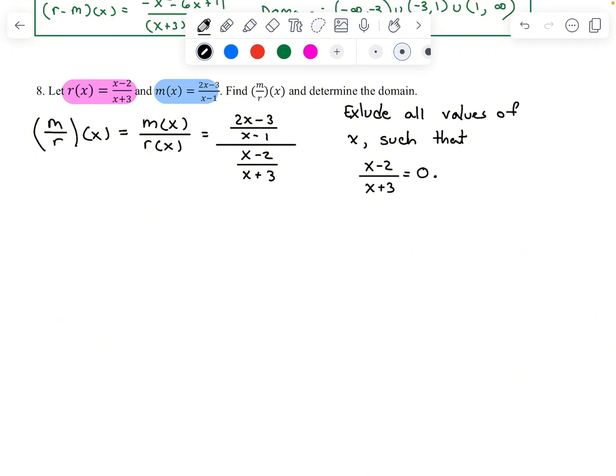Now recall that a rational expression is equal to 0 when the numerator is equal to 0. So in this case we have x minus 2 is equal to 0, which implies that x is equal to 2 will be excluded from the domain.